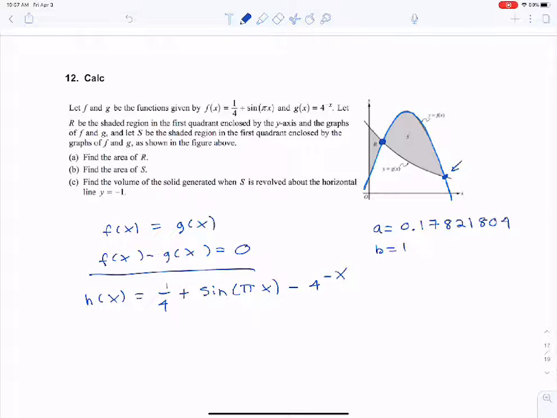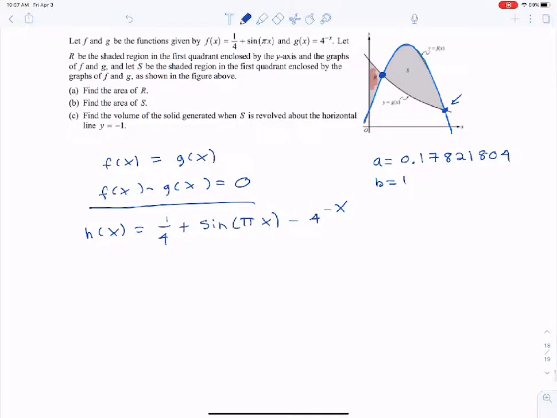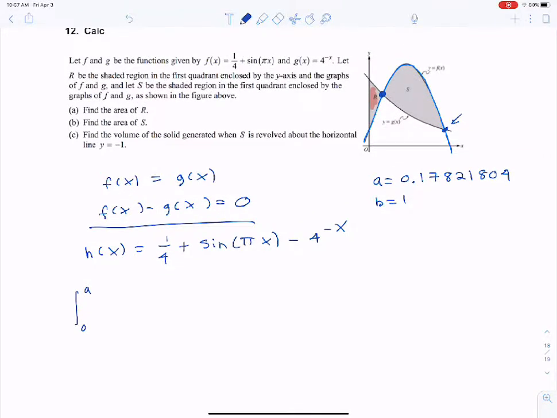So now it asks us to find the area of region R. So we're asked to find this stuff right here. So what I'm going to do is, in order to find the area of region R, I'm going to integrate the function from 0 to A of top curve. The top curve is g of x minus bottom curve, which is f of x. Okay?